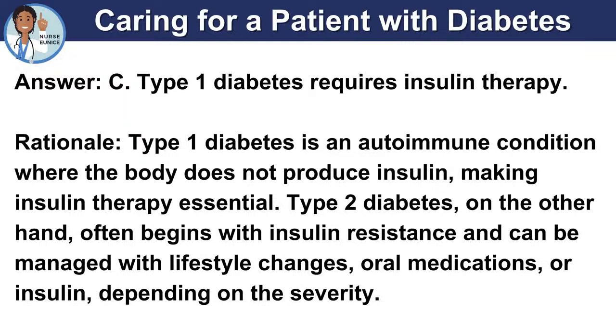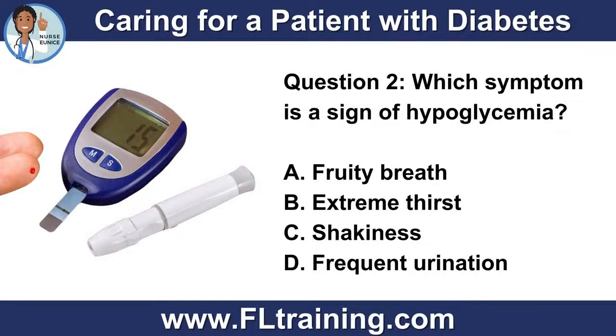Most adults have type 2 diabetes. And so their diabetes begins with insulin resistance. So their body's making insulin, it's just not doing what it needs to do. And so it can be managed with lifestyle changes, oral medications, and or insulin, depending on the severity. So with most adults, we start off with, hey, change your diet. Hey, we'll give you a pill to manage your diabetes. And when those don't work, that's when they'll start having to receive insulin injections. So that's the difference between type 1 and type 2 diabetes.